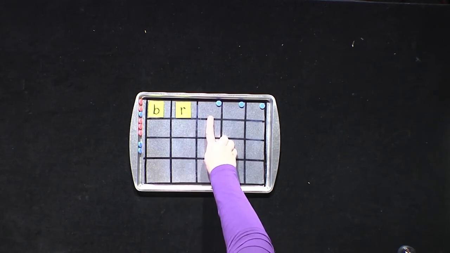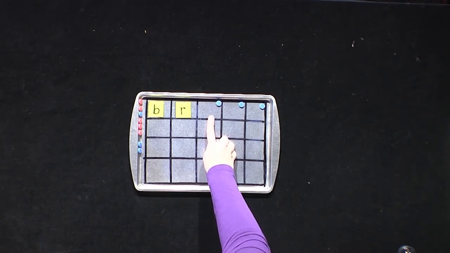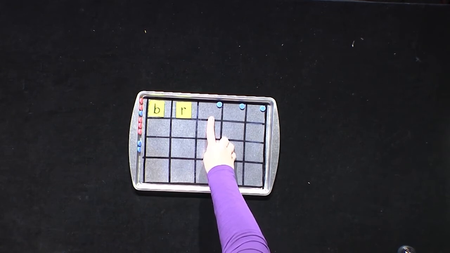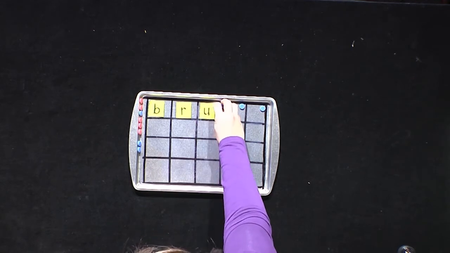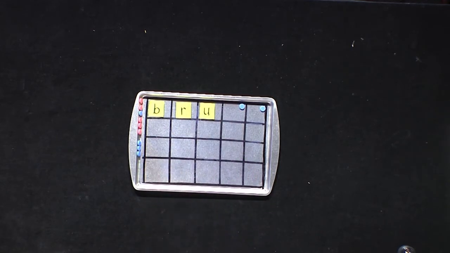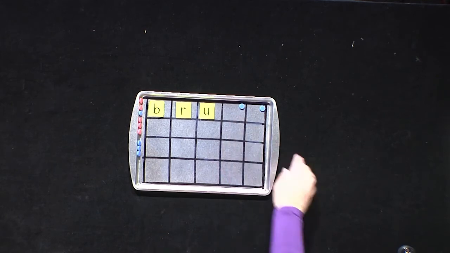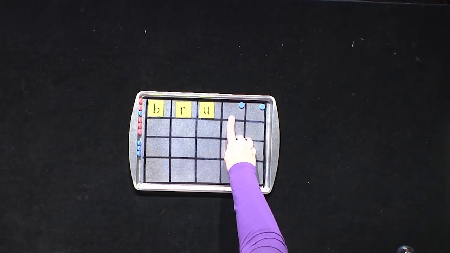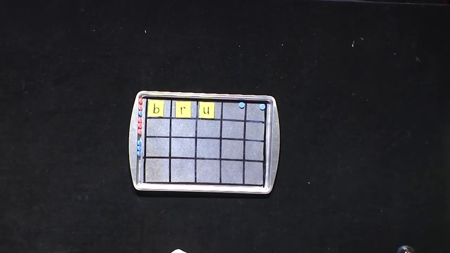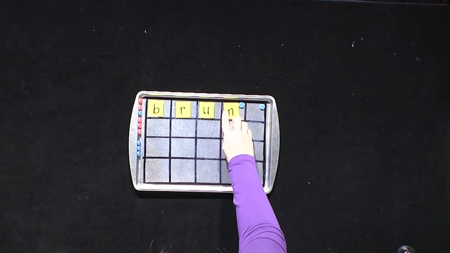What sound was here? The sound. Great job. And what letter or letters makes the sound? The letter U makes the sound. Excellent job, boys and girls. What sound did I hear next? What letter or letters represent the sound? The letter N. Great job.